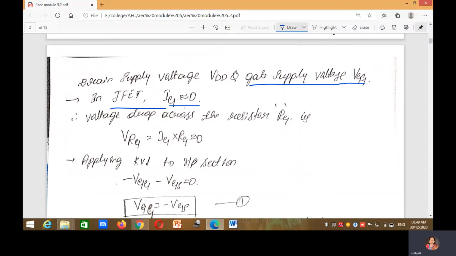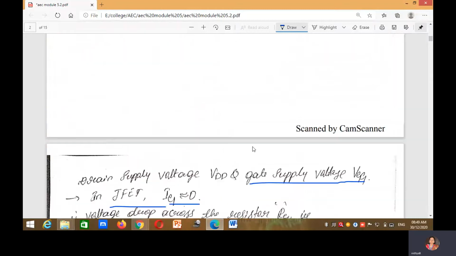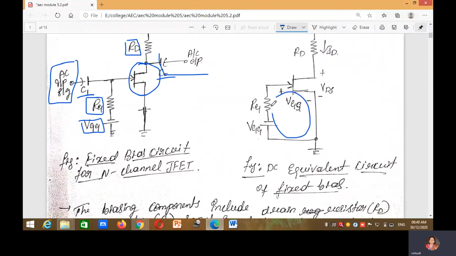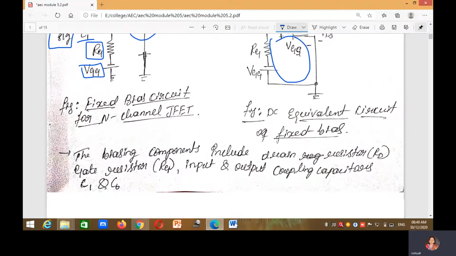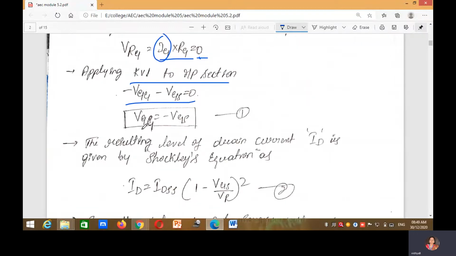Then what about the voltage drop across the resistance RG? VRG is equal to IG into RG, and IG is equal to 0, so you will get 0. That means the voltage drop across the gate resistance is 0. Applying KVL to the input section, this one, you will get minus VGG minus VGS is equal to 0. So VGG is equal to minus VGS.